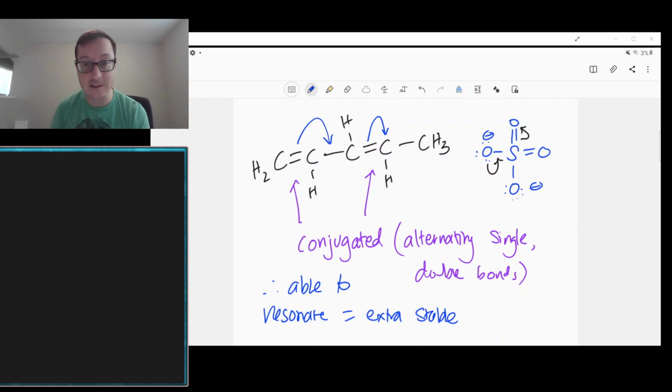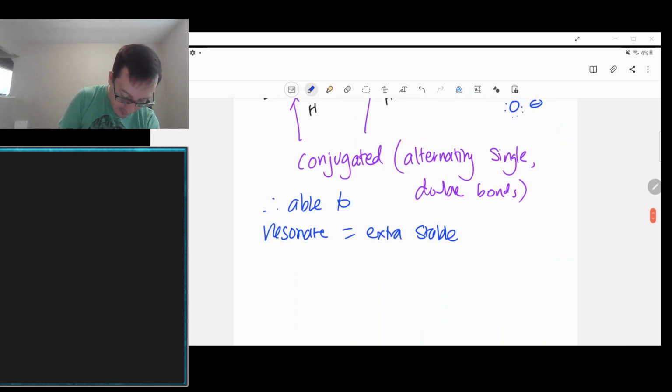So suffice it to say, resonance causes things to be very stable. And we're going to see ramifications of that later on. But suffice to say, that's also why 3 of our strong acids that we're going to learn next semester are strong acids, because of resonance.